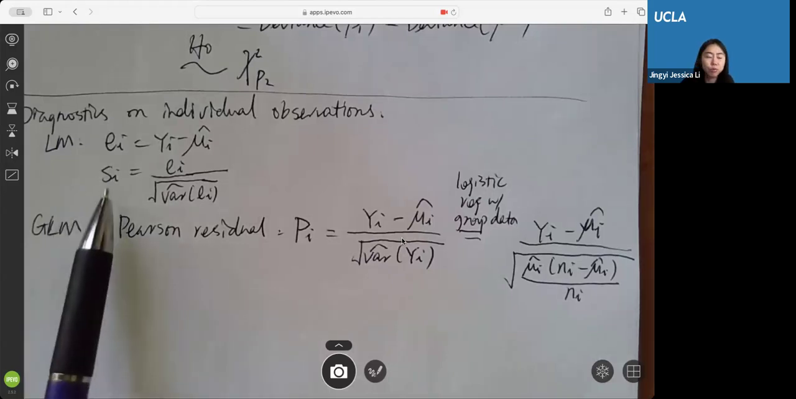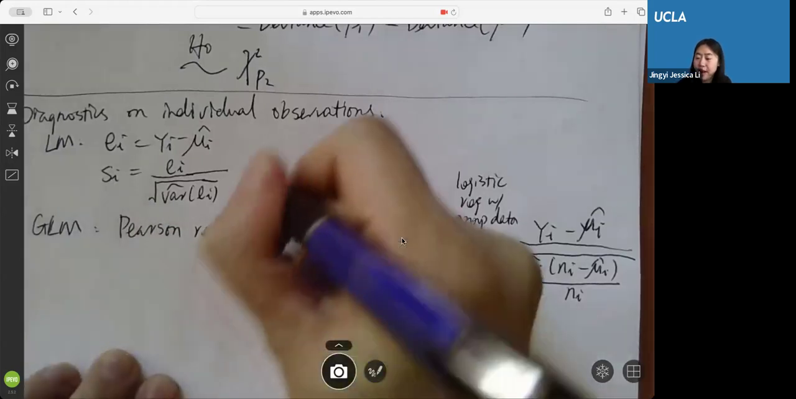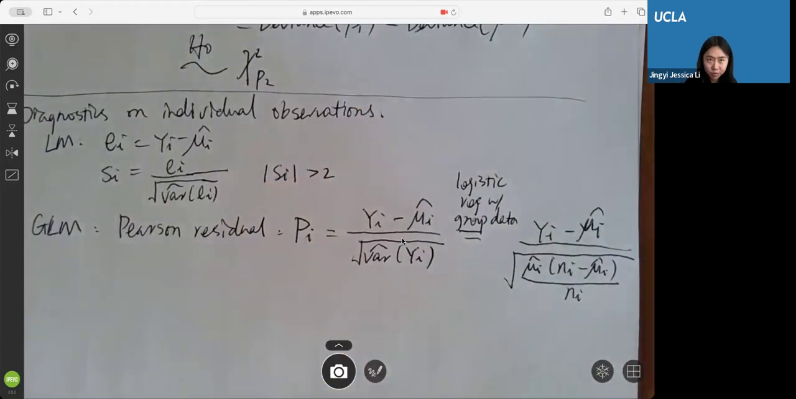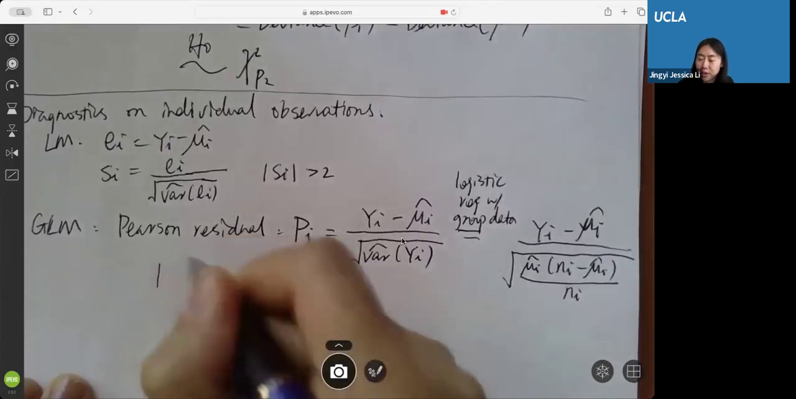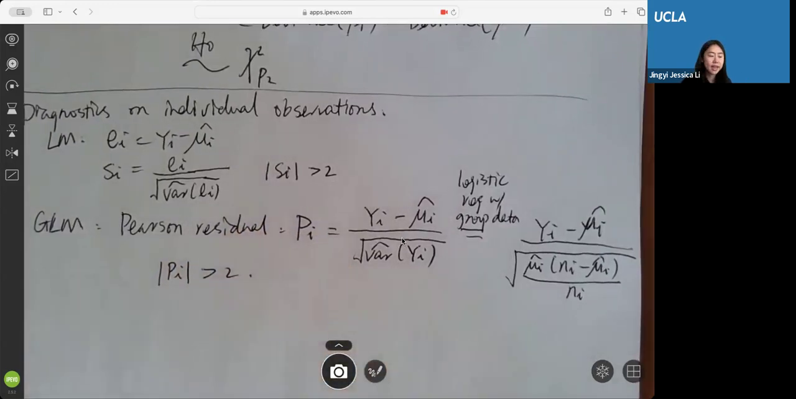And the rule of thumb is the same as for the standardized residual, where we compare si to 2, the absolute value of 2. We do the same rule of thumb here for the Pearson residual. If its absolute value is greater than 2, it's probably too big. Then we don't think this observation is fitted well to the model. That's the GLM Pearson residual.